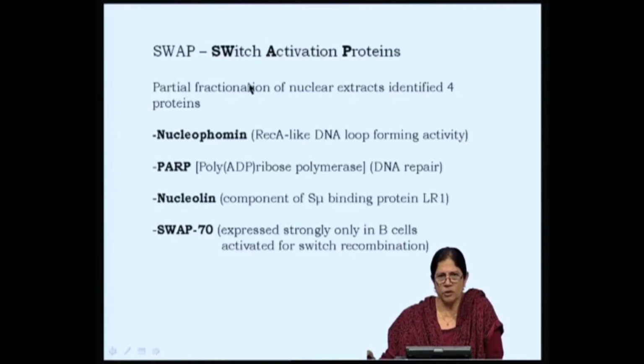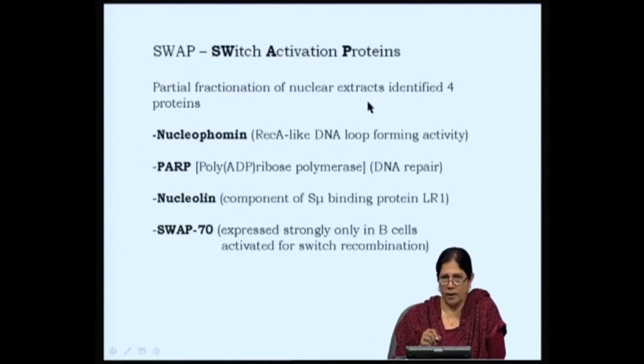Now, the other way to look and identify molecules that would bring about class switching would be to identify the DNA binding proteins in the nuclear extracts of cells which are undergoing class switching. And 4 such proteins have been identified, the functions of which would be required for class switching to take place. The 4 proteins are nucleophosmin. This protein has RecA-like DNA loop forming activity.